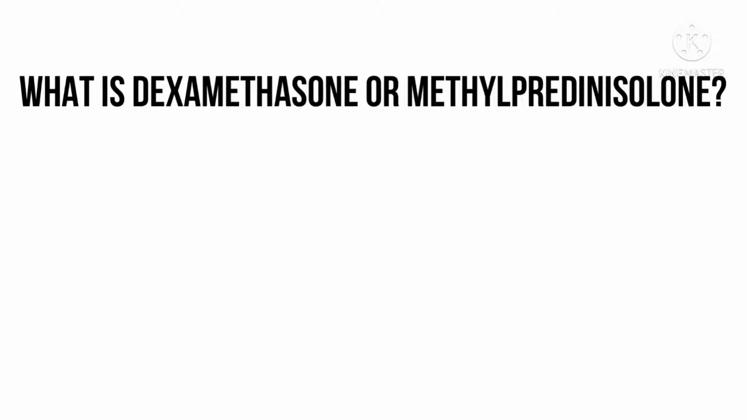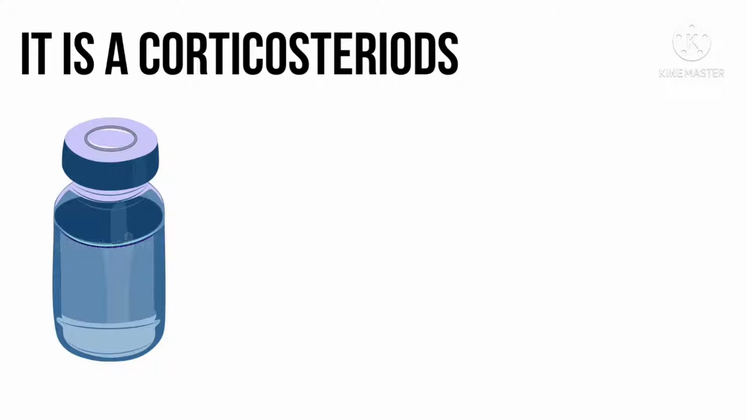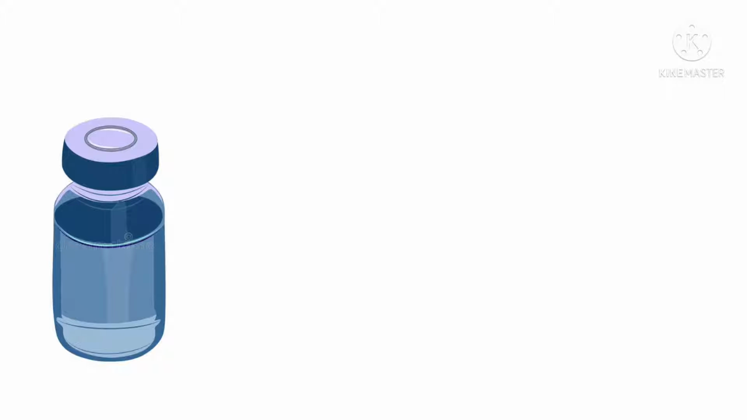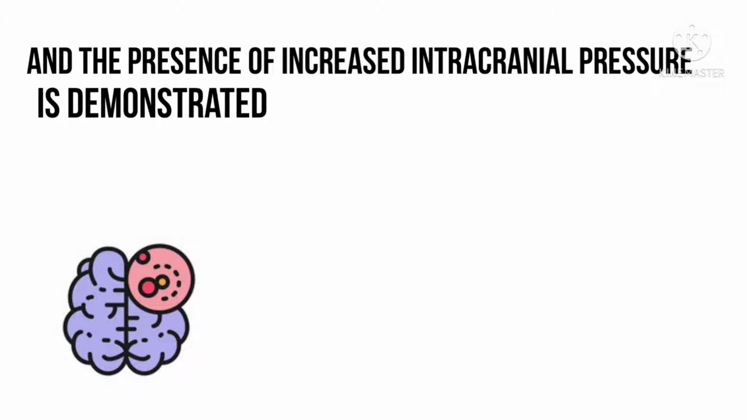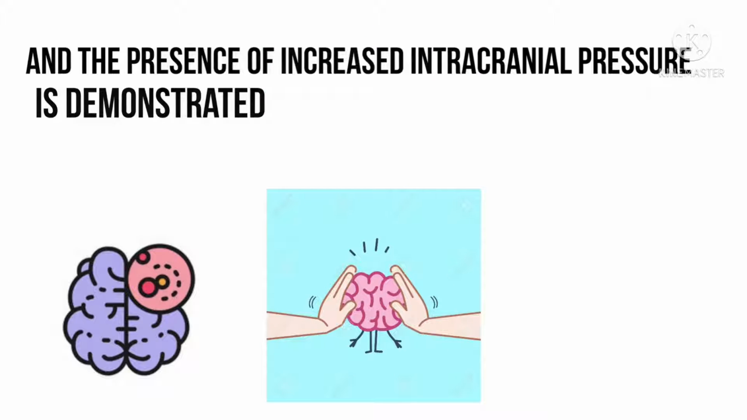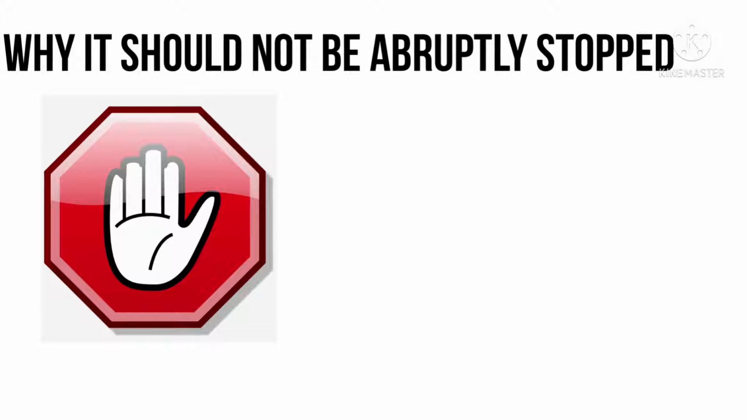What is dexamethasone or methylprednisolone? It is a corticosteroid that prevents the release of substances that cause inflammation. It is commonly prescribed when a tumor is diagnosed and the presence of increased intracranial pressure is demonstrated. We are going to explain the expected goal of therapy and why it should not be abruptly stopped.